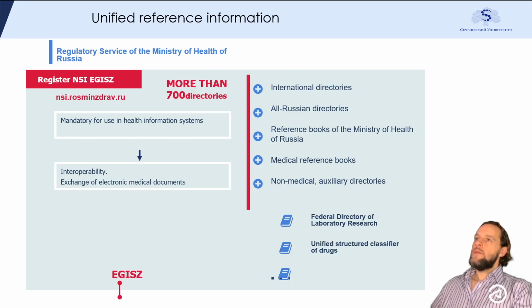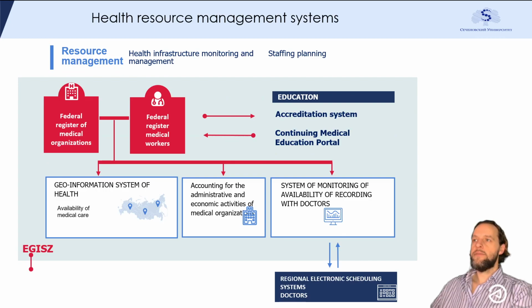This system includes a register of unified classifiers, and there are more than 700 dictionaries covering international dictionaries, local language vocabularies, reference books, medical references, non-medical terms, auxiliary dictionaries, and other classifiers.